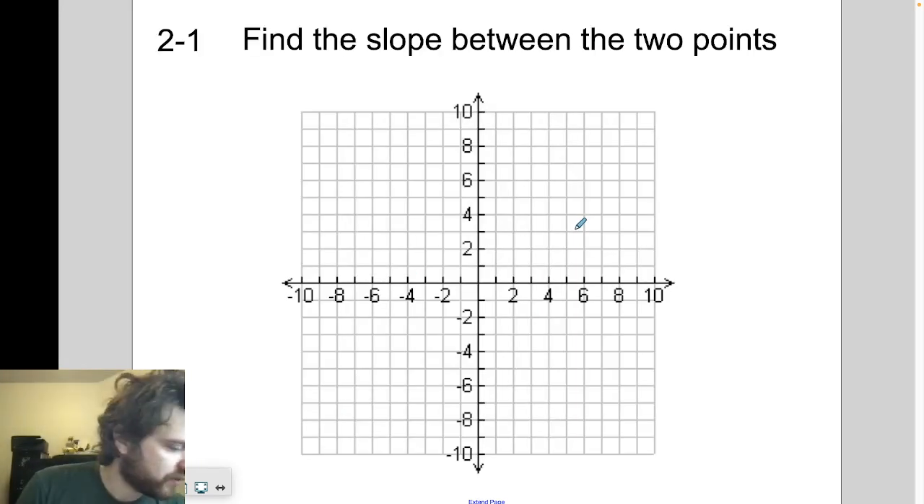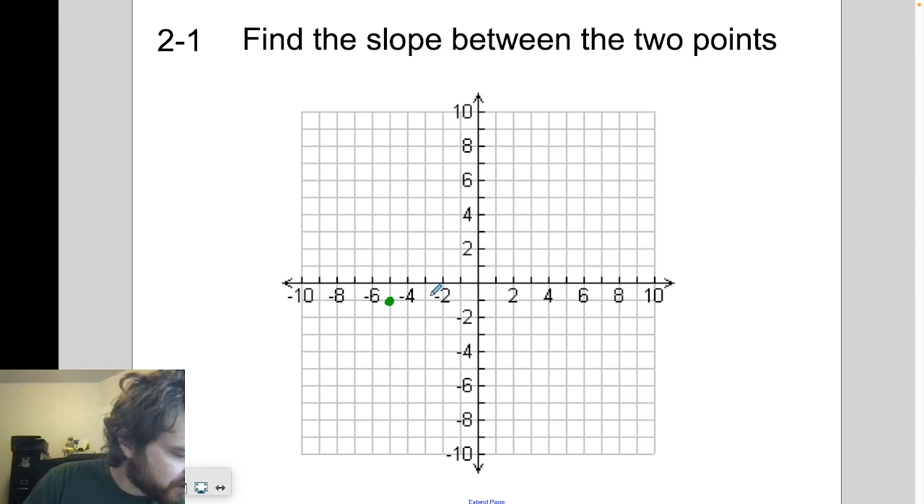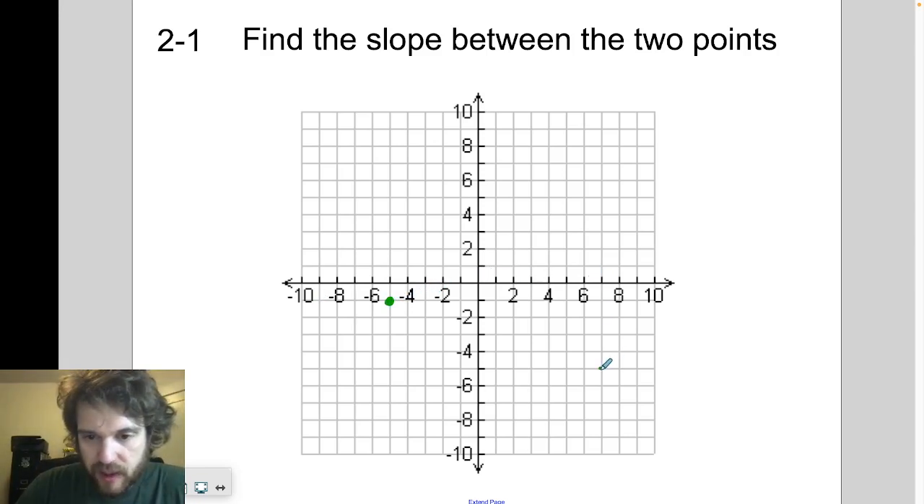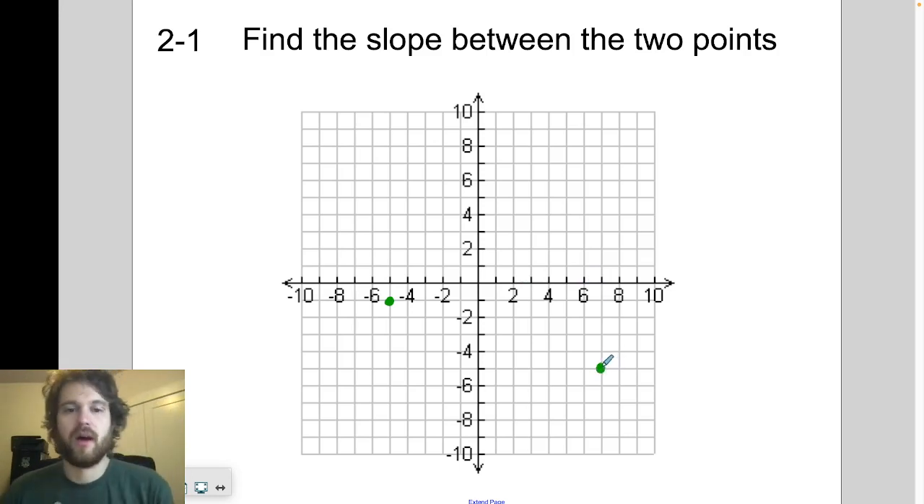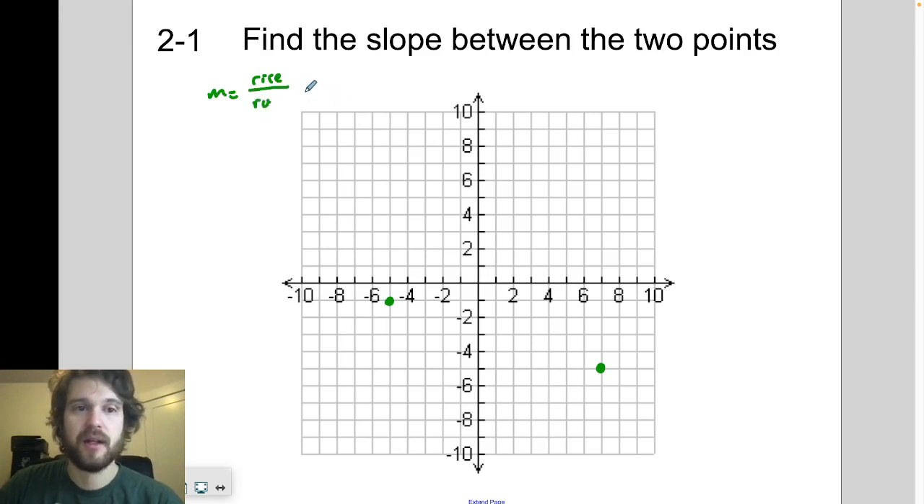Okay. First off, let's find the slope between each pair of points. Looks like my points got erased here, so we're going to have to put those back on here as point number 1. That is the point -5, -1. Point number 2 is 7, -5, which is right here. So really quickly, remember slope has many representations. You've heard me say rise over run many times. It's rise over run. And that's the one that we're going to be using for this example.